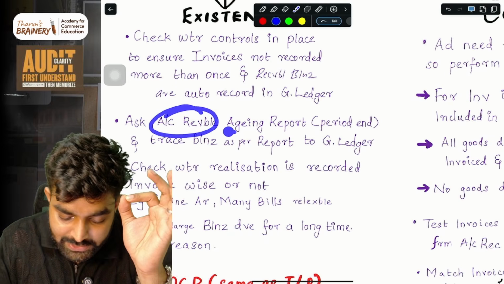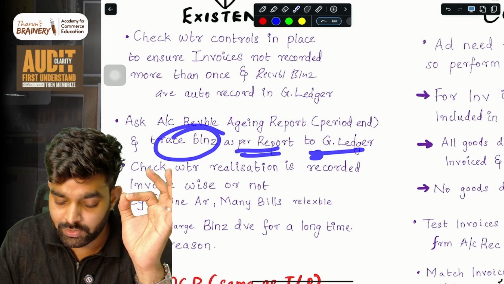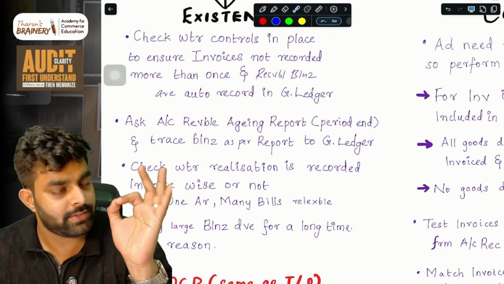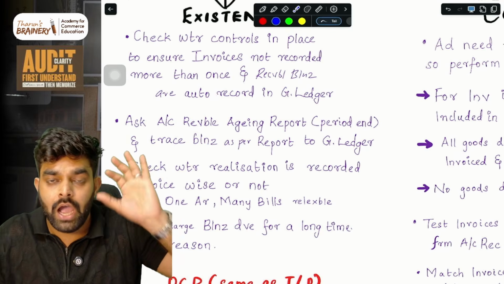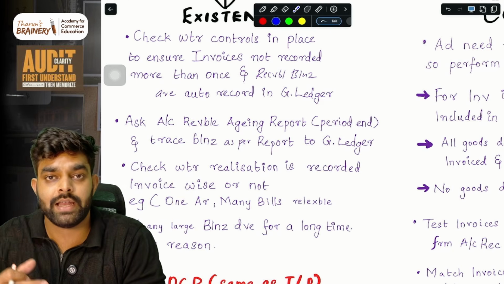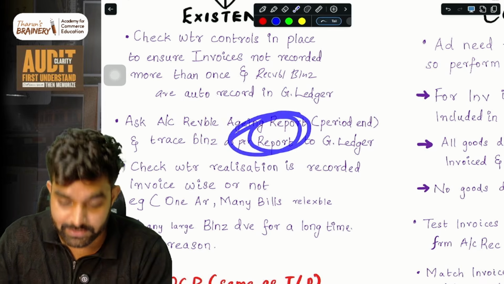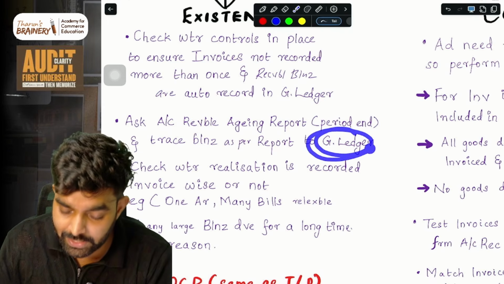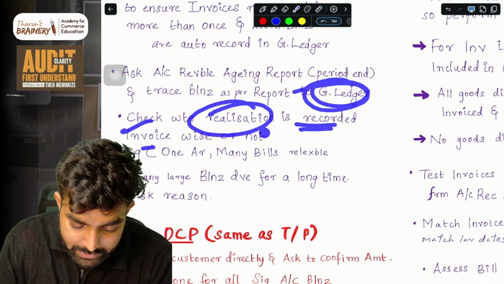Then ask for the accounts receivable aging report at period end and trace the balance as per the report to the general ledger. That is, tell the company, you have 30 debtors, give me the aging report of these 30 debtors. Aging report means in a report they will give how old these debtors are. Some debtors may be 2 years old, where a sale happened 2 years before. Some debtor may be 6 months old. That is an aging report, the age of the debtors. That we need to check. And whatever is there in that aging report as a closing balance, make sure that balance is there in the general ledger also. Then check whether realization is recorded invoice wise or not.